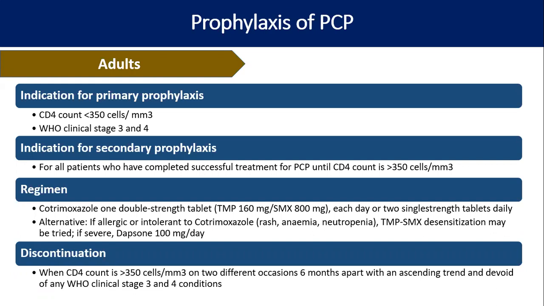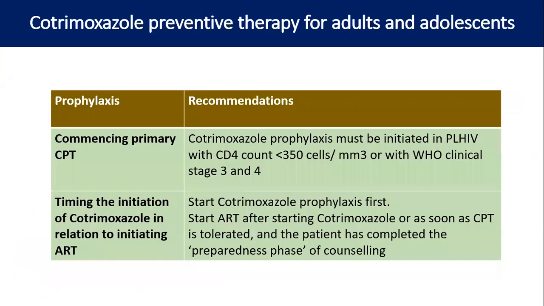Now, discontinuation: whenever CD4 goes above 350 cells per cubic millimeter on 2 different occasions, separated by 6 months, with an ascending trend of CD4 and devoid of any WHO clinical stage 3 and 4 conditions, then we can stop the prophylaxis. Now, when to start primary prophylaxis? Whenever CD4 falls below 350 cells per cubic millimeter, or if there is a WHO clinical stage 3 and 4 condition.